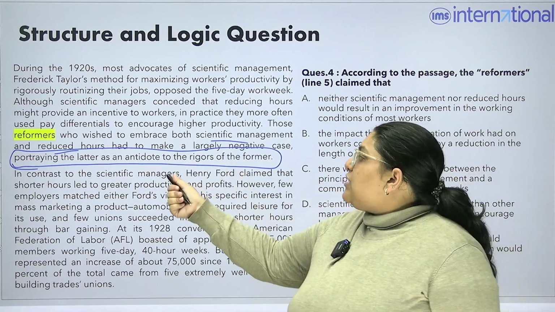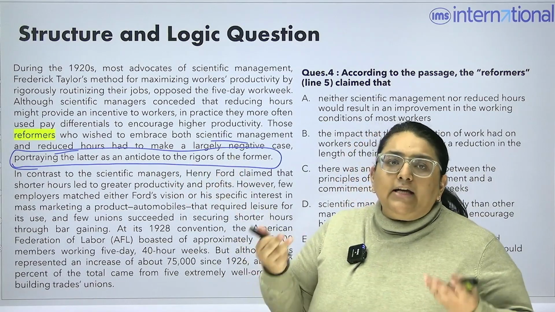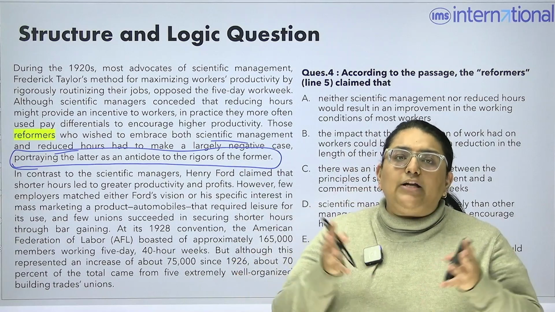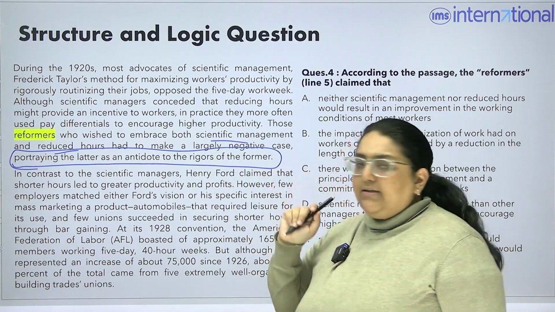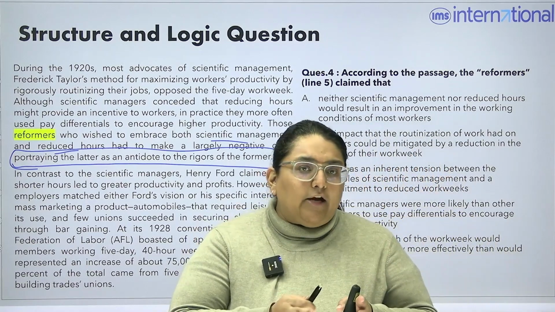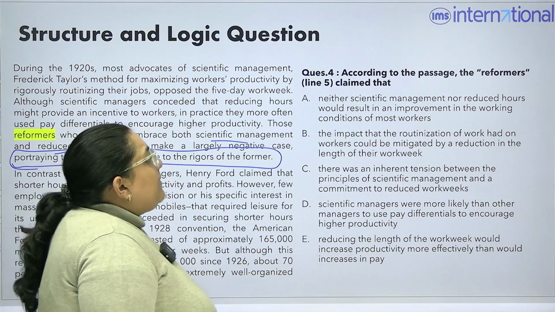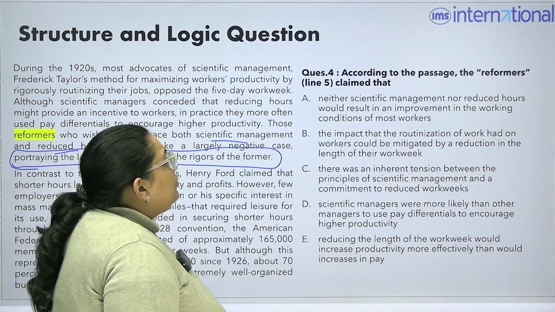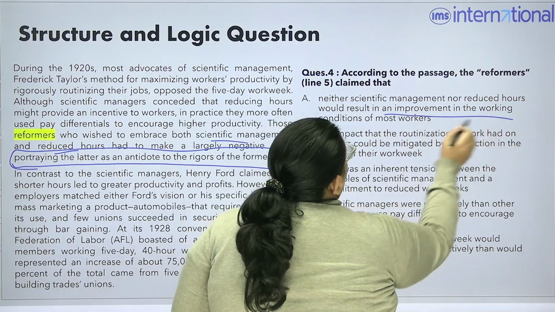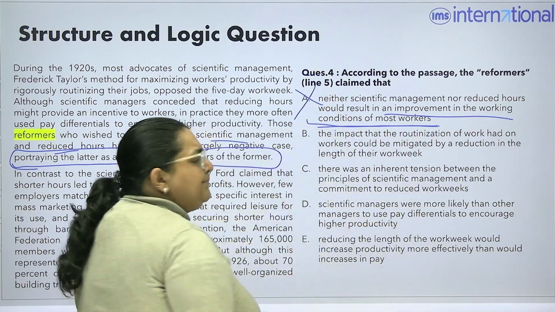So reduced hours was an advantage that was given if you were working under scientific management. So they had to portray one in a negative light. So that is what the reformers claimed. Now let's have a look at the options. A says, neither scientific management nor reduced hours would result in an improvement. I don't think so. Do we talk about improving the working conditions of the workers anywhere in the passage?